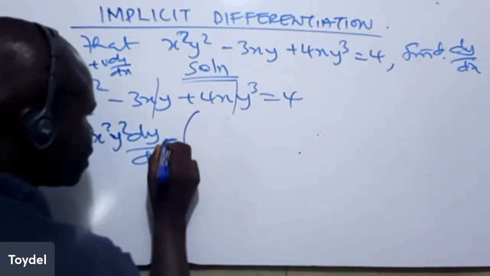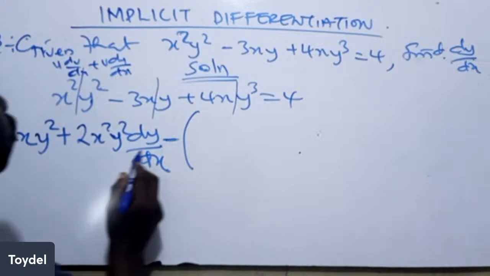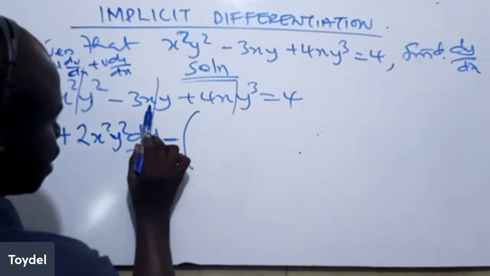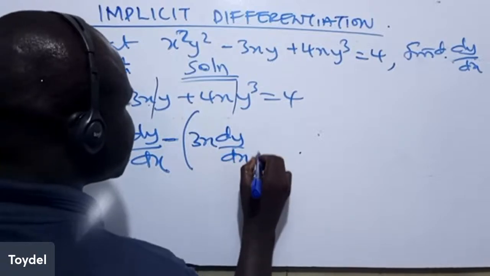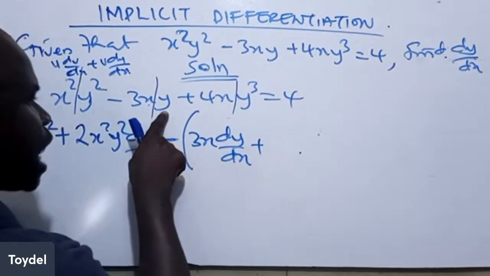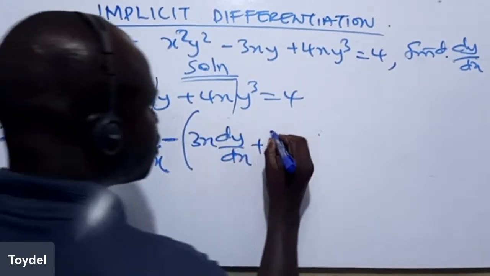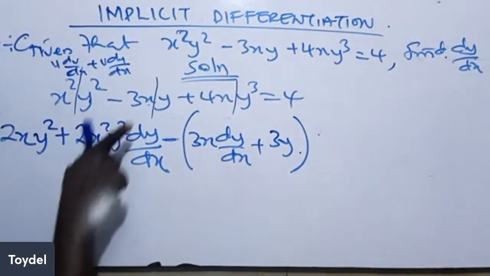minus, the minus is controlling everything here. So I want to pick 3x now. When I pick 3x, I'll differentiate y. That will be dy/dx. Plus, if I now pick y, I'll differentiate 3x. 3x will be 3. That will be plus 3y. I've done the differentiation of the second one.